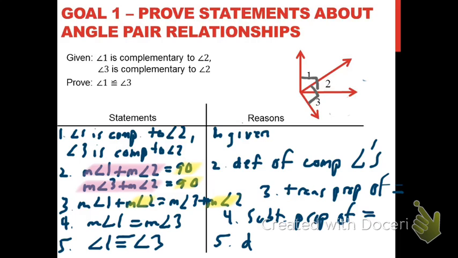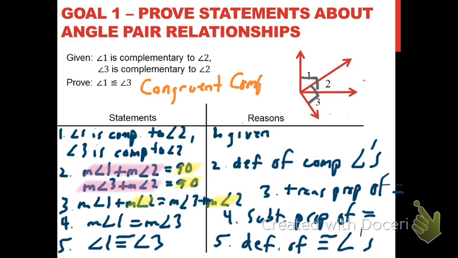And that's by the definition of congruent angles. Alright, what I've just demonstrated to you is a proof of one of the new theorems that we're going to be learning in this particular section. And that theorem, I'll go ahead and write its name down, is the congruent complements theorem.